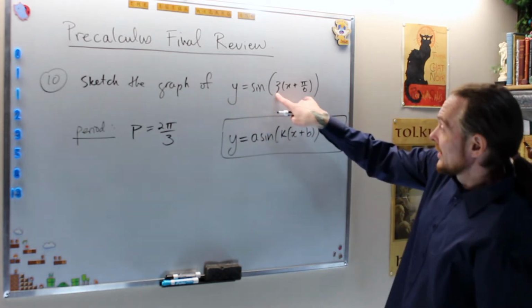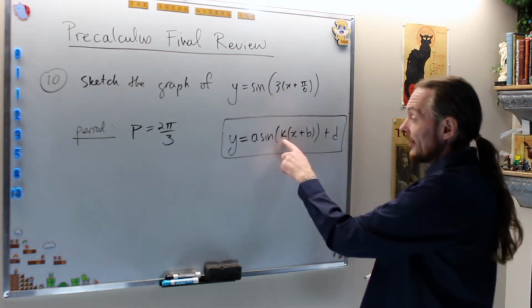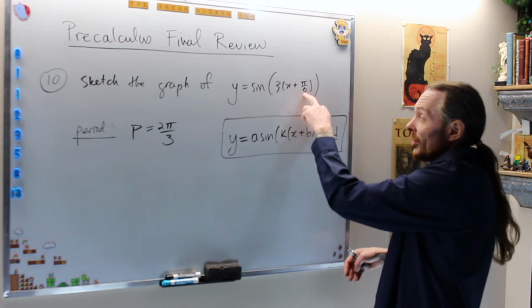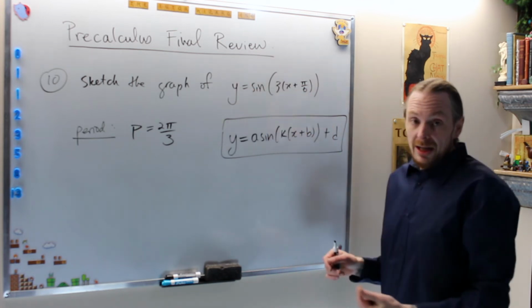In ours, we have this guy and this guy, so we're going to have a shrunken period, a compression horizontally, and we're going to have a shift left by pi over 6 units.